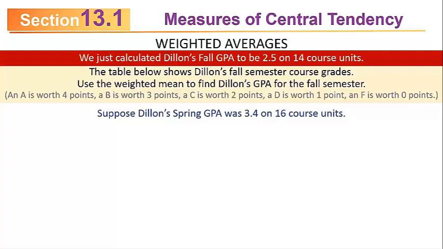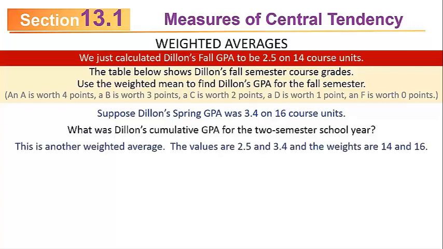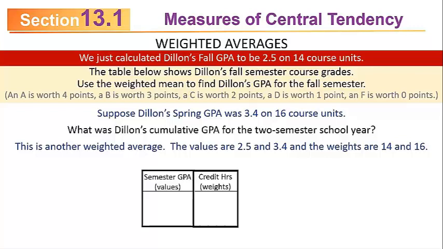So I want to figure out Dylan's cumulative GPA for that whole academic year, the 2 semesters together. If he had taken the same number of credit hours both semesters, all you would have to do is average the 2 numbers. But because he took more hours in the spring than in the fall, you must treat this as a weighted average. So what we're going to do is treat the GPAs as the values, the 2.5 and the 3.4, and the weights will be the credit hours, 14 and 16, and make a table.